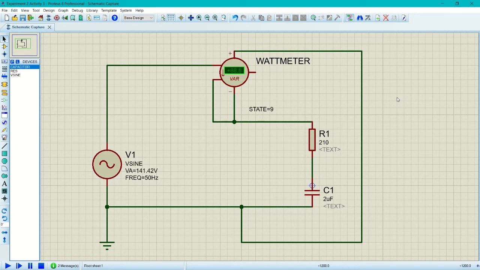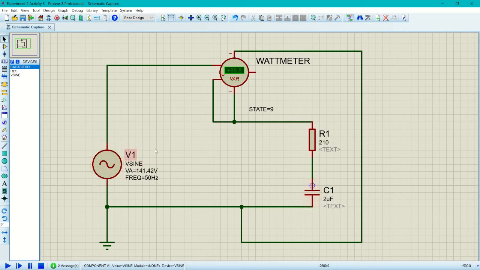Today I'm going to show the simulation for experiment 2 activity 3. So for this activity we have four devices. The first one is the AC source, the second one is the wattmeter, the third one is the resistor, and the last one is the capacitor.